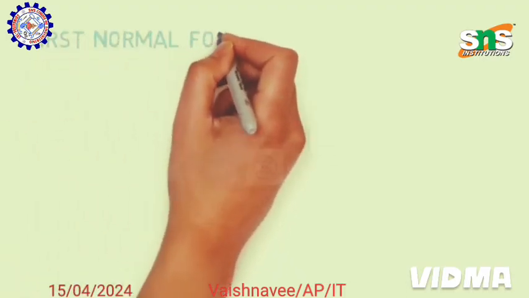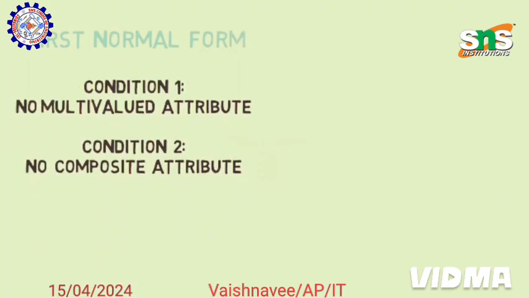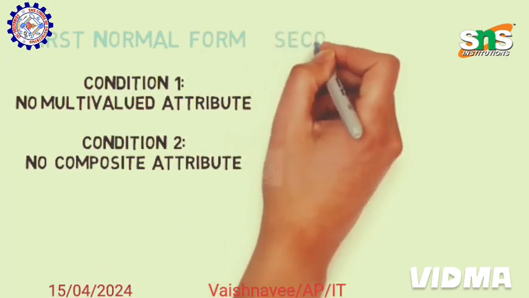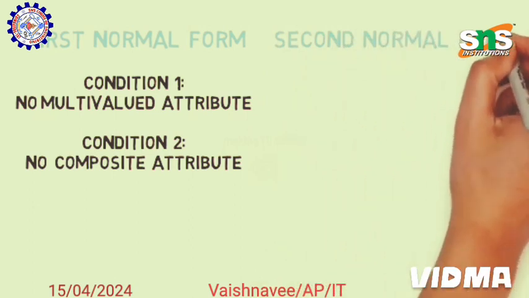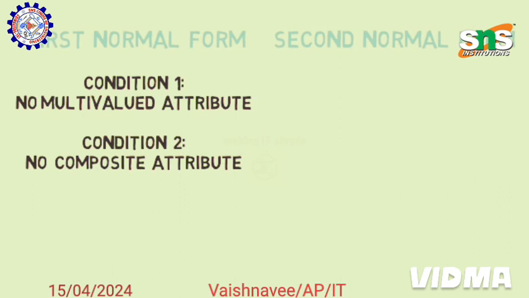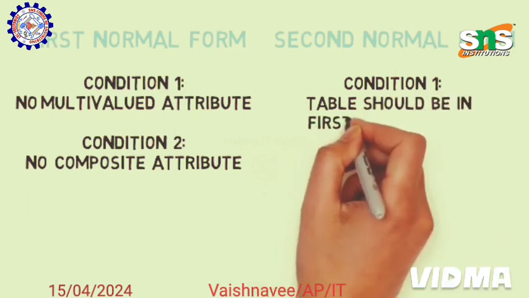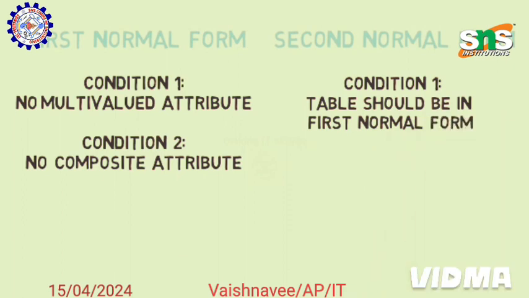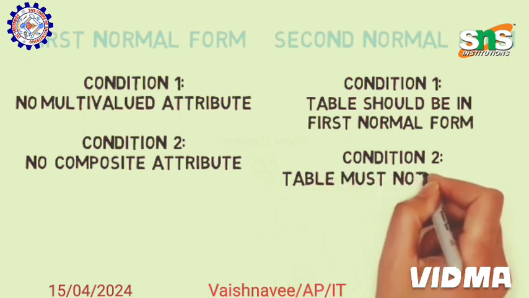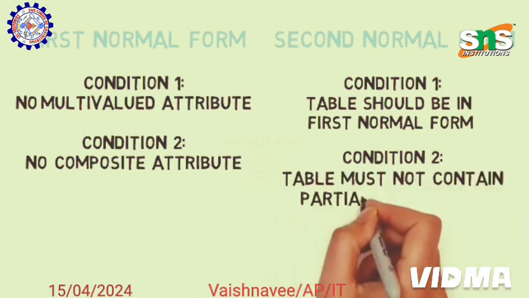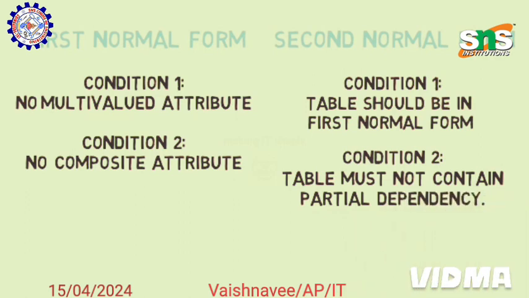Now let us see about the second normal form. The table must be in first normal form and it satisfies some conditions to be in second normal form. Let us see what those are. First condition is that the table must be in first normal form, as it cannot be in the second normal form if it is not in the first normal form. The second condition is the table must not have any partial dependency present in it. So if these two conditions are satisfied, then we can state that the table is in second normal form.